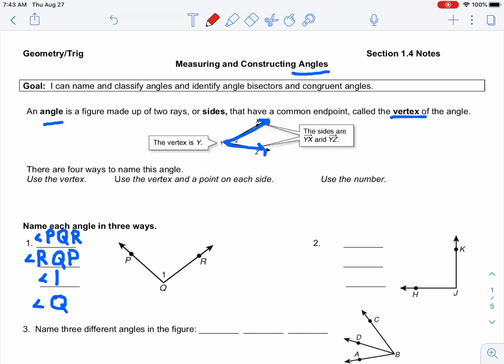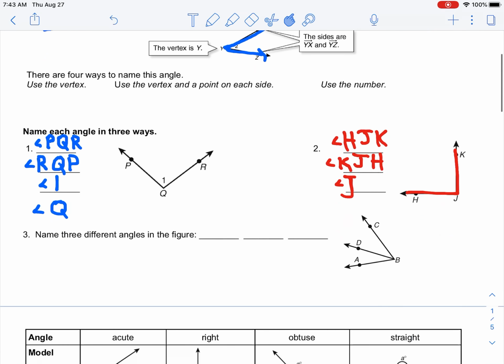If I go to name this angle, notice the angle is by J, so I want J to be in the middle. I can call this angle HJK, H to J to K. If I trace it, it should be the opening. Remember, I could flip that, so I could go KJH. I could also call this angle J, but the top two are the best to go with. We want to use three letters when we label angles because these pictures are going to start to get a little more hectic.